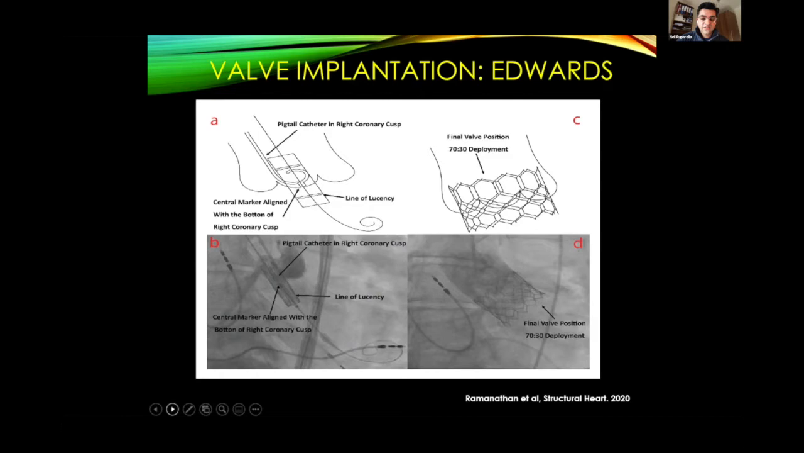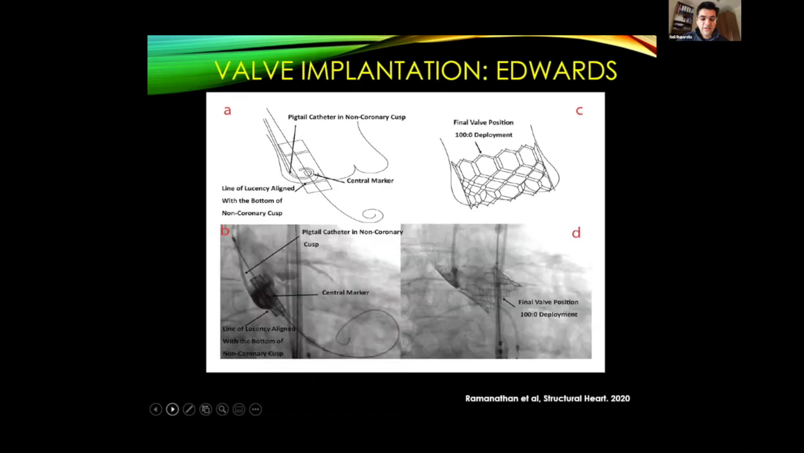And then with regards to the technique, we now know that higher is better. This is a paper from colleagues published last year. This is the Edwards valve, and we can see that the higher we implant, the lower the pacing rate. We still maintain good paravalvular leak rates due to the skirt.